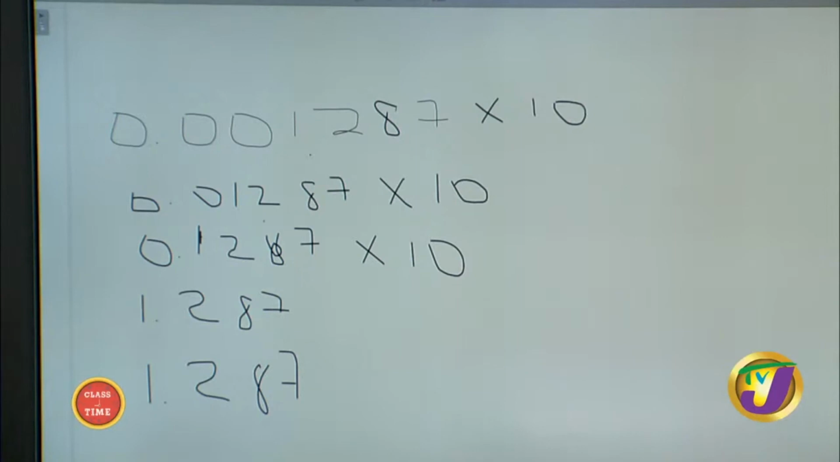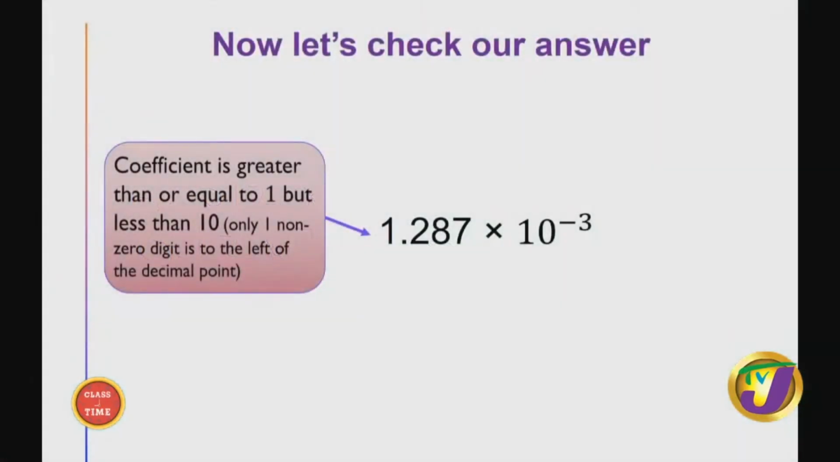So I'm dividing by 1,000th. So it's the inverse yet again. Yes. Okay, so here's our answer, as Brittany showed us. 1.287 times 10 to the negative 3.